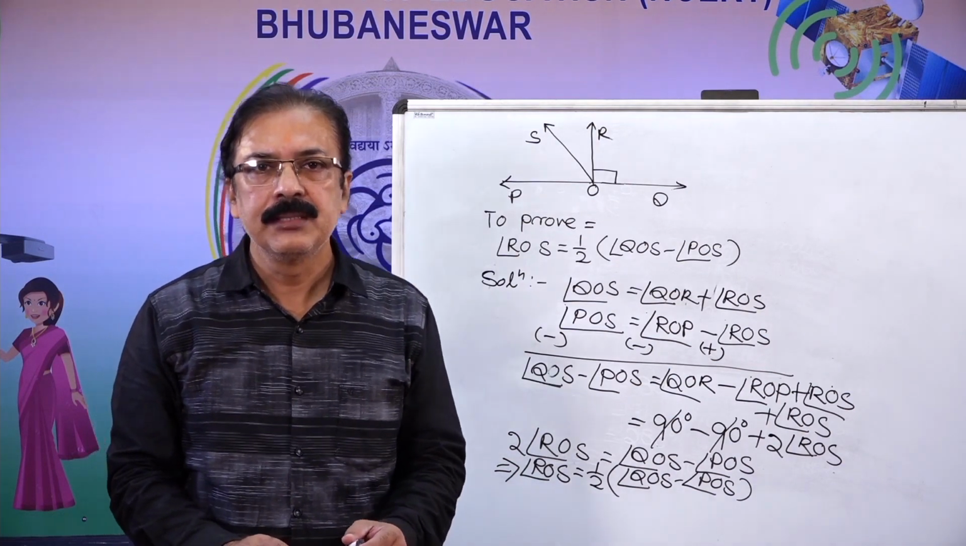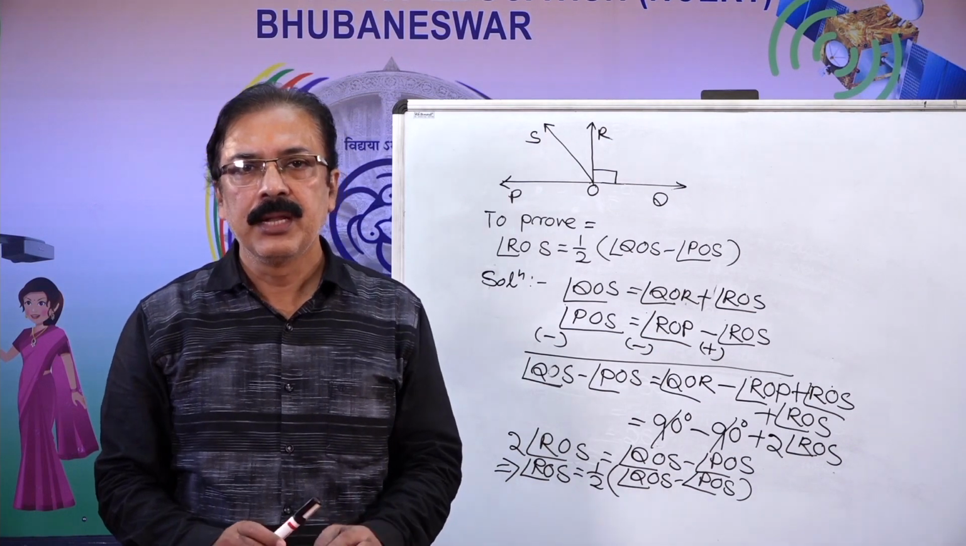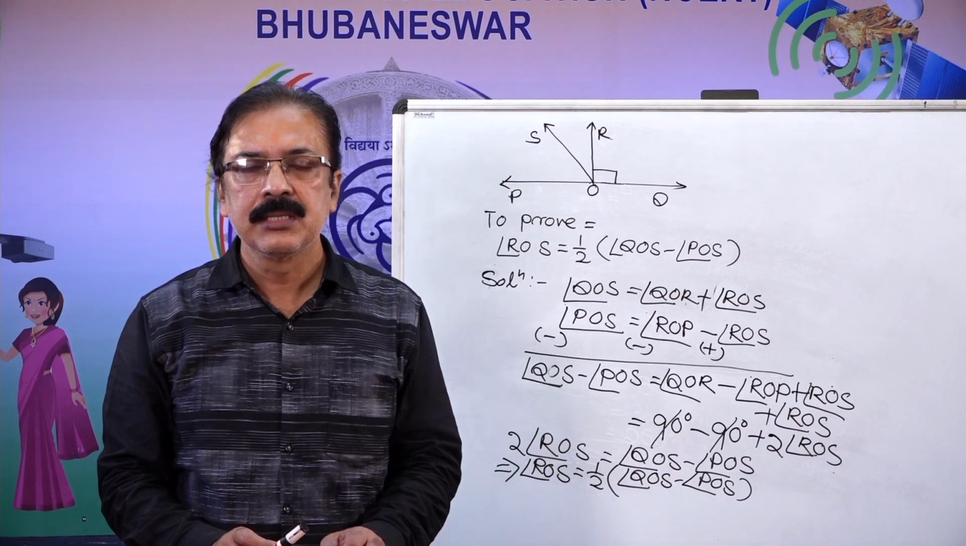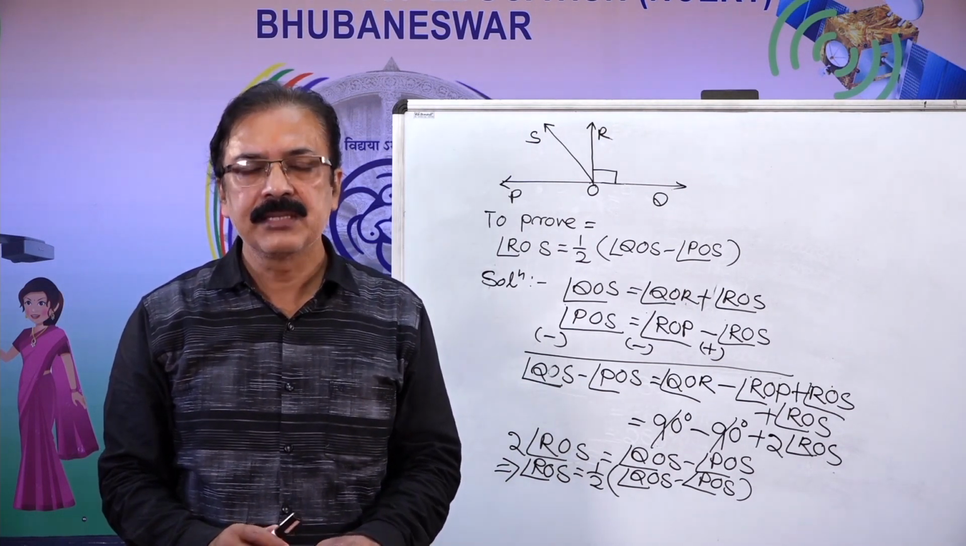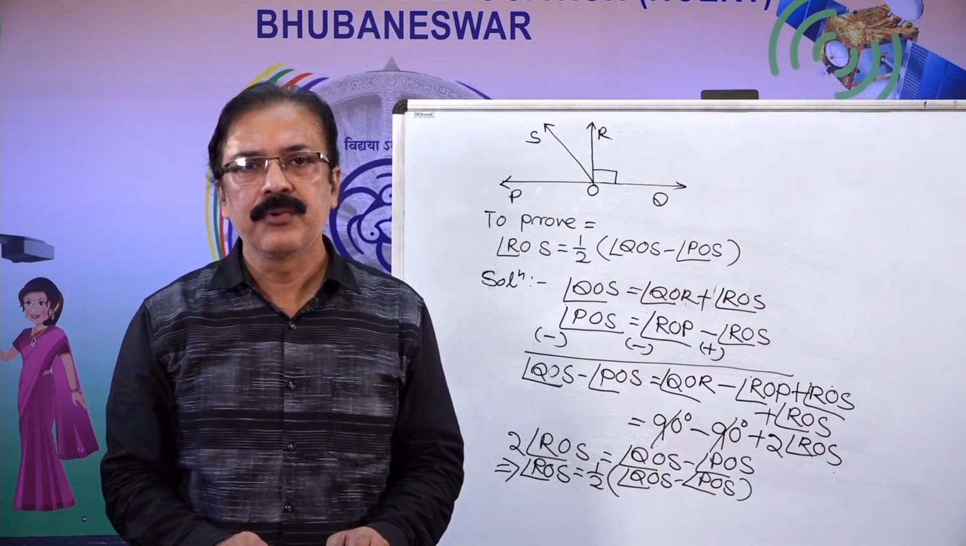Dear students, today we learnt about the linear pair and that vertically opposite angles are equal, and using these axioms and theorems we proved some of the questions.